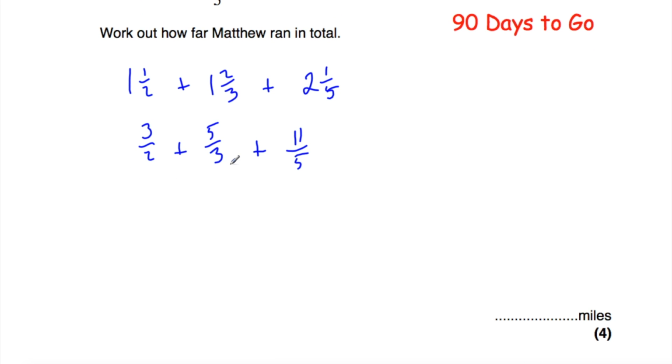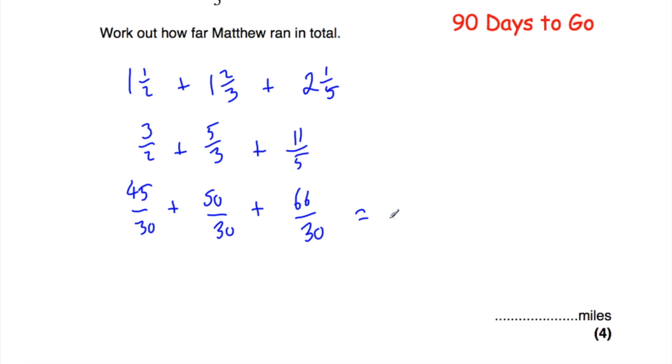Now let's find a common denominator of 2, 3 and 5. I'm thinking 30, so I'm going to go for 30, 30 and 30. To get from 2 to 30, we multiply by 15, so let's multiply the numerator by 15. 3 times 15 is 45. To get from 3 to 30, we multiply by 10, so we multiply the numerator by 10 and we get 50. And to get from 5 to 30, we multiply by 6. Then we're adding those together.